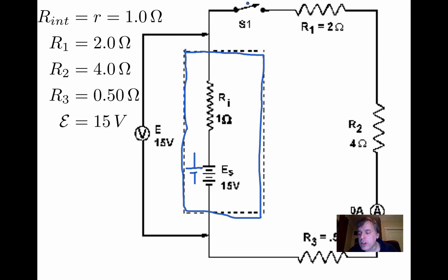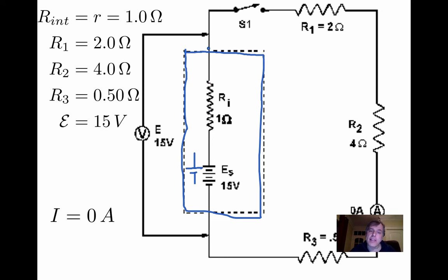Now there's a switch in the circuit here. The switch now is open. For now it's open, so because it's open, there's no current. There's no current flowing at all in the circuit. Now, because there's no current, there's no voltage across the internal resistance.